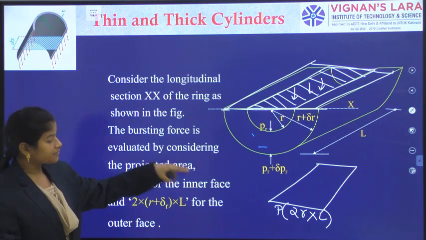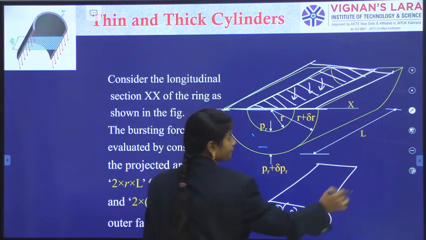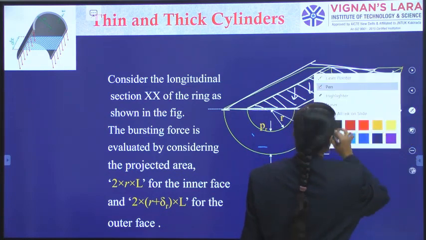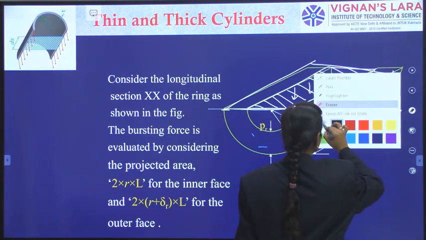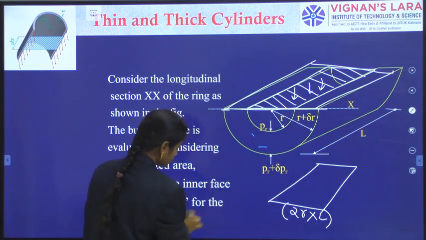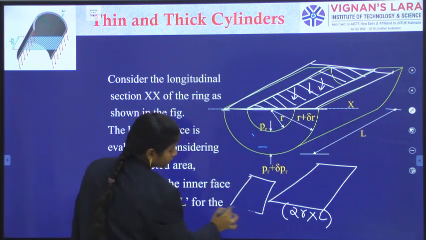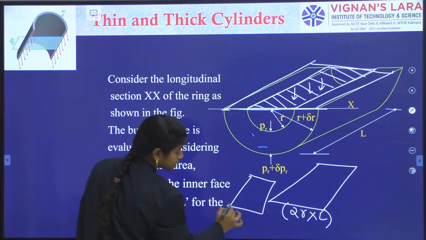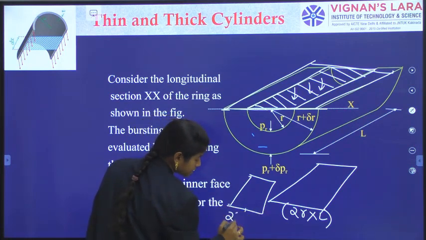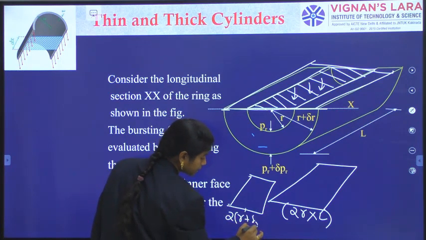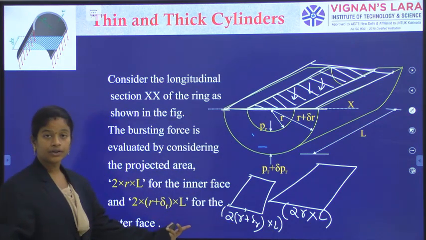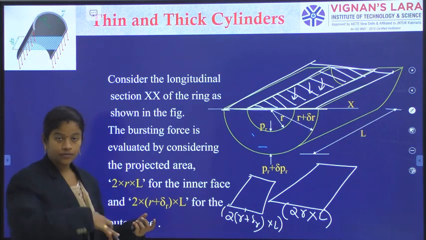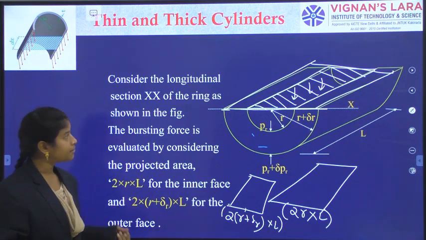Okay, so in the outer surface, we are having one more rectangle, but it is R plus delta R, so 2 times R plus delta R into length. This is the projected area of the particular rectangle for calculating the bursting force.